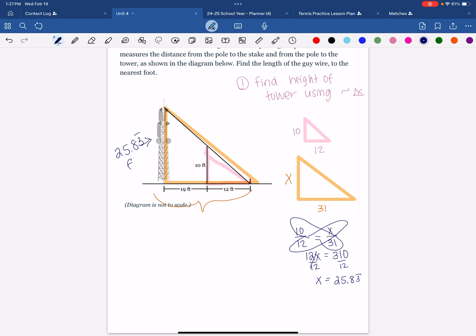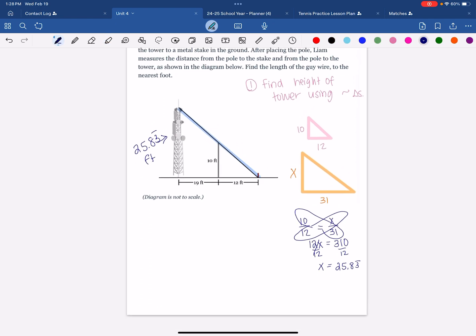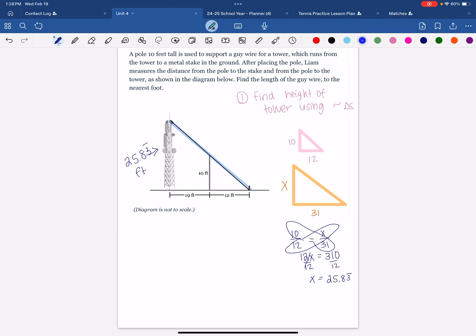So what that found you was that this tower is 25.83 feet tall. However, that is not what the problem actually asked you for. The problem asked you to find the length of this guy wire right here. Well, due to the fact that this is a right triangle, all we have to do is look at it using Pythagorean theorem. So your second step is going to be to use Pythagorean to find guy wire length.